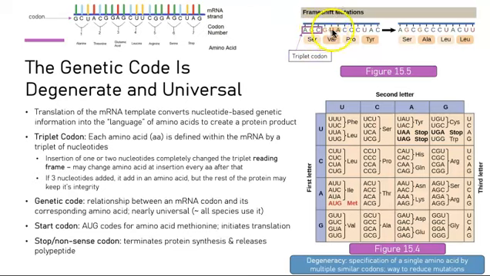Now, once we create that protein, we are going to run into one of 3 stop or nonsense codons. You can see these listed over here: UAA, UAG, and UGA. When the ribosome is moving along the strand reading it and we see that stop codon, it terminates protein synthesis and will release the peptide.